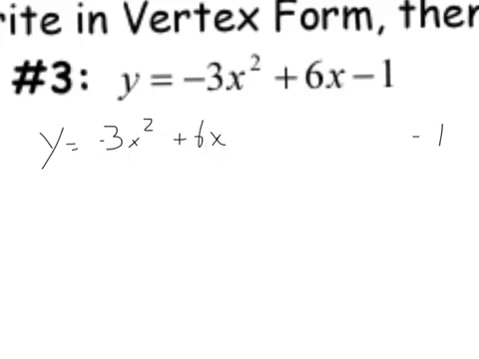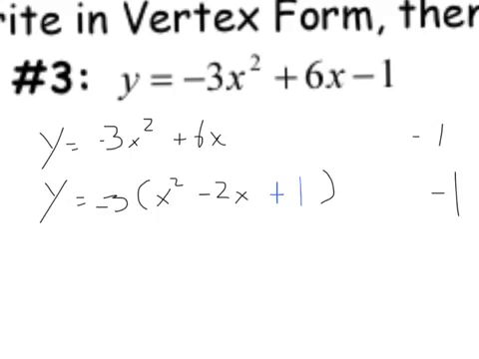I'm going to factor out a negative 3 out of both of these, so I get y equals negative 3 times (x squared minus 2x). Then I'm going to leave room to put in a c term, and I still have a minus 1. I haven't changed anything yet. So let's figure out what my b term is. It's negative 2. Negative 2 divided by 2 is negative 1. Negative 1 squared is 1. So I'm just going to add a 1 here.